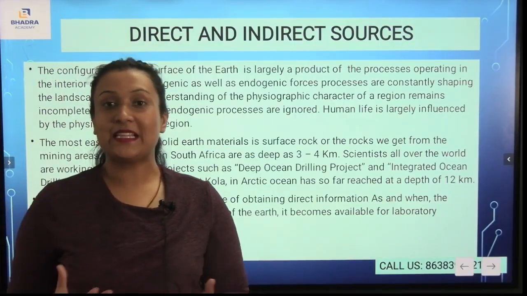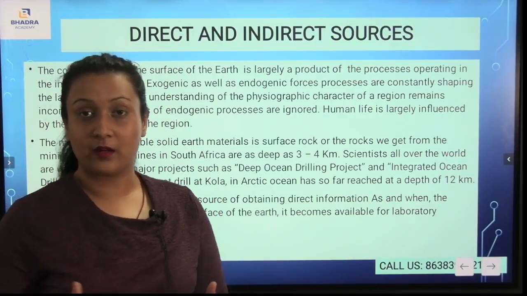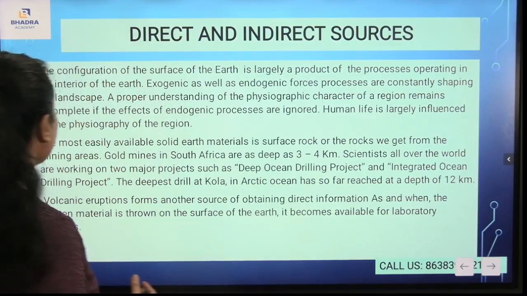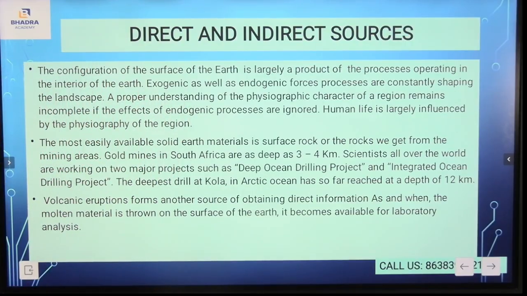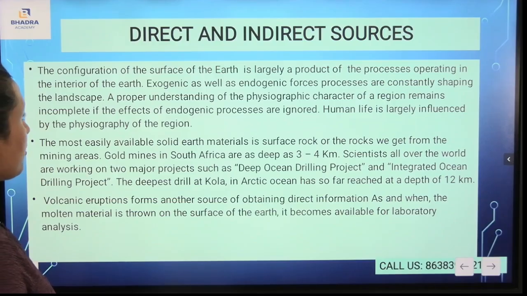So what do you mean by the direct and indirect sources of the Earth? You see, the configuration of the surface of the Earth is largely a product of the processes operating in the interior of the Earth. Exogenic as well as endogenic processes are constantly shaping the landscape. A proper understanding of the physiographic character of a region remains incomplete if the effects of endogenic processes are ignored. Human life is largely influenced by the physiography of the region.